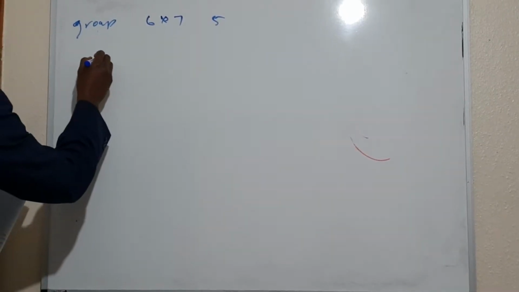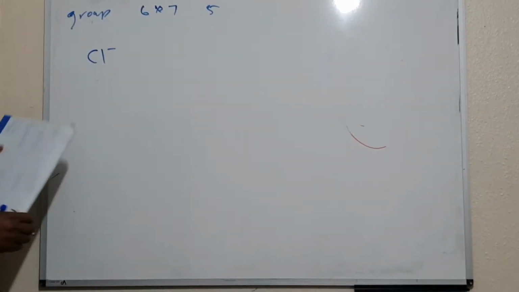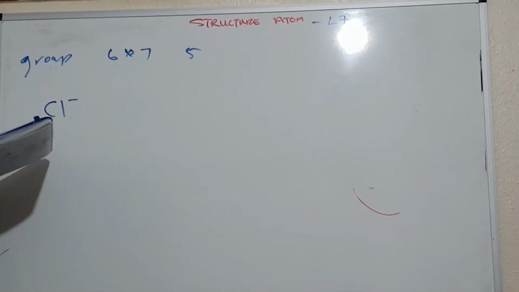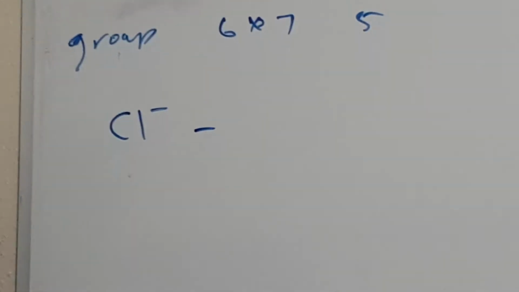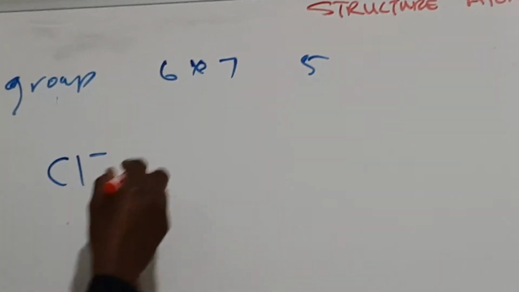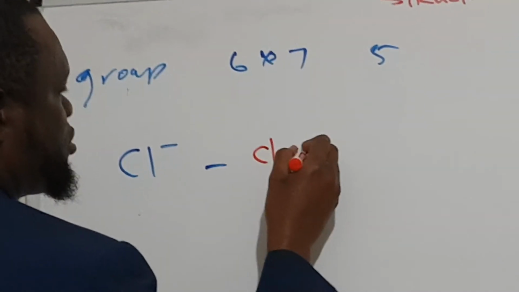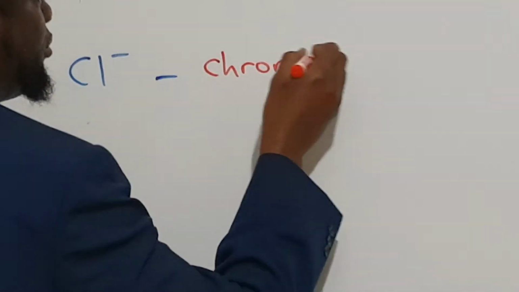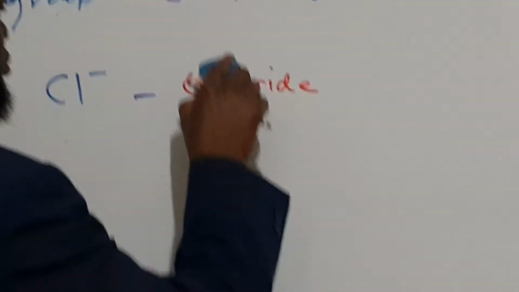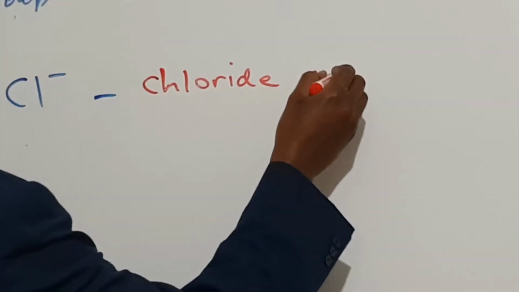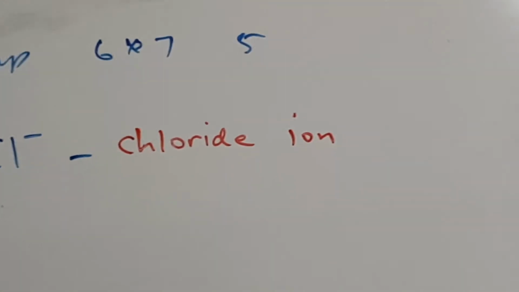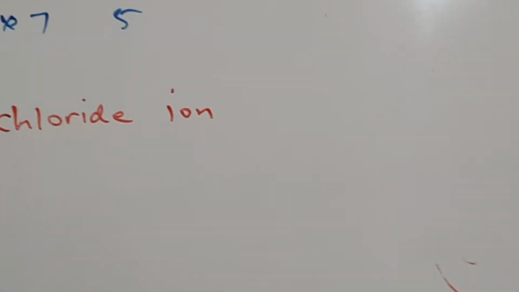Chlorine is 1 minus because it is group 7 and it gains 1 electron. Look here, wait a second. Chlorine is called a chloride ion. You have to write this down because you have to memorize this. Okay, please. This is called a chloride ion. You have to memorize this.